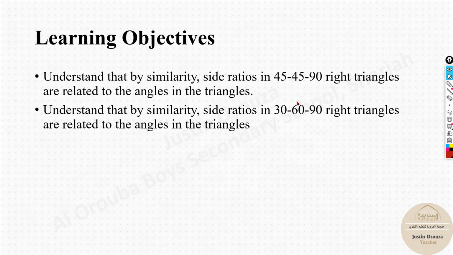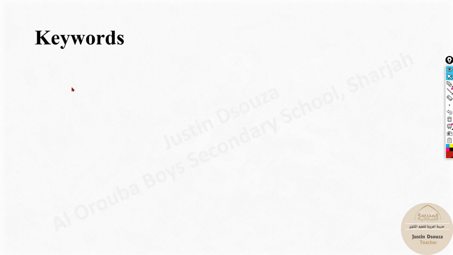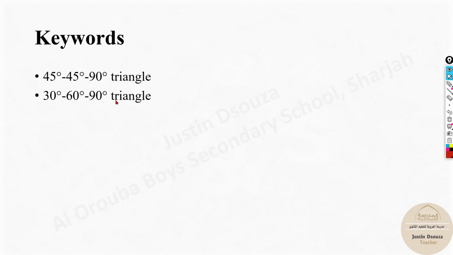Basically, if you have these two triangles, you can cut the triangle and there will be similarities. But if you remember a few formulas based on the triangles, that is more than enough for you to solve the problems in this lesson. We will look into the keywords: the 45, 45, 90 degree triangle and the 30, 60, 90.